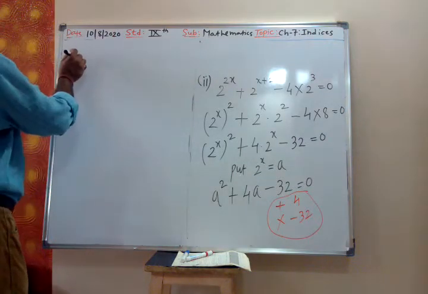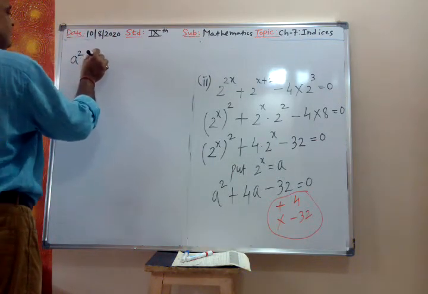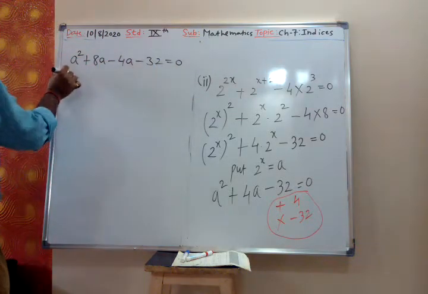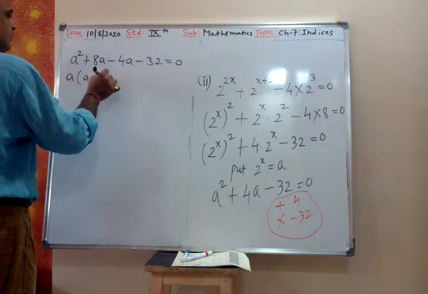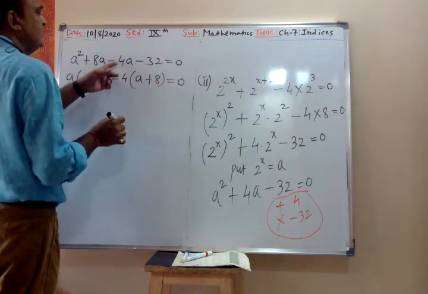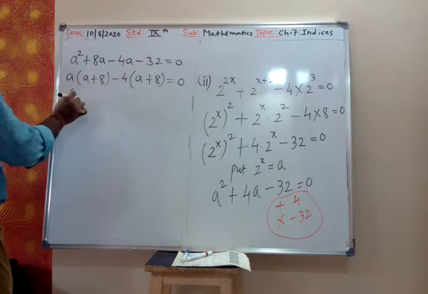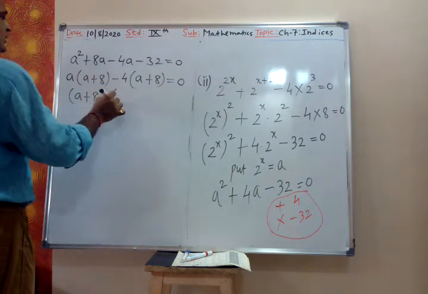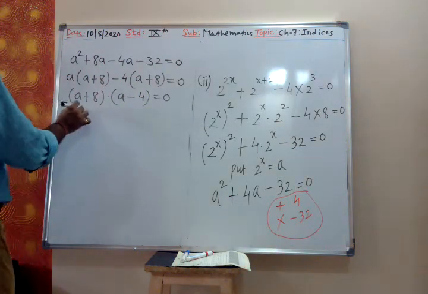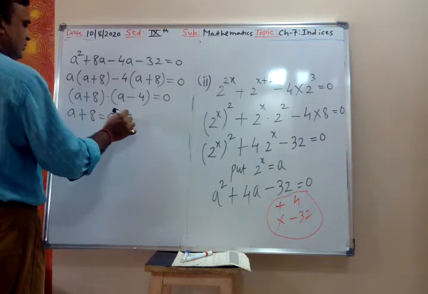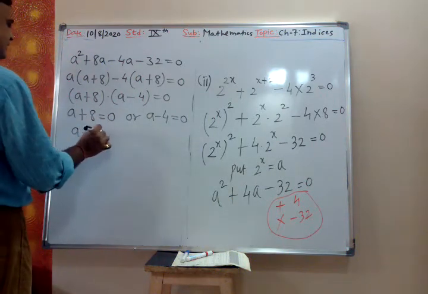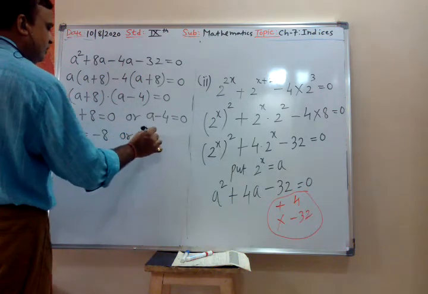So this we write a square plus 8a minus 4a minus 32 is equal to 0. So a into a plus 8, minus 4 common, then it is a plus 8. Minus sign I have taken outside the bracket, so inside the bracket the sign will change. So a plus 8 is common, then into a minus 4 is equal to 0. That gives you a plus 8 is 0 or a minus 4 is 0. That gives you a is equal to minus 8 or a is equal to plus 4.